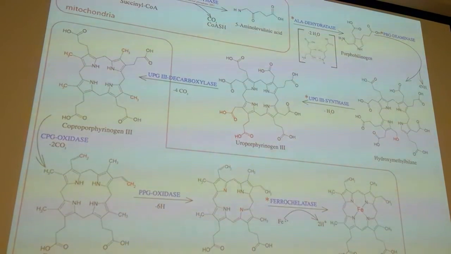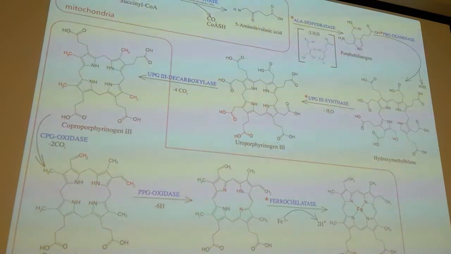The other 2 steps that I'd like you to remember are the dehydratase step and the ferrochelatase step, since both of these can be inhibited by lead, and they're important for lead-induced anemia. So that's the dehydratase and the ferrochelatase steps, right?